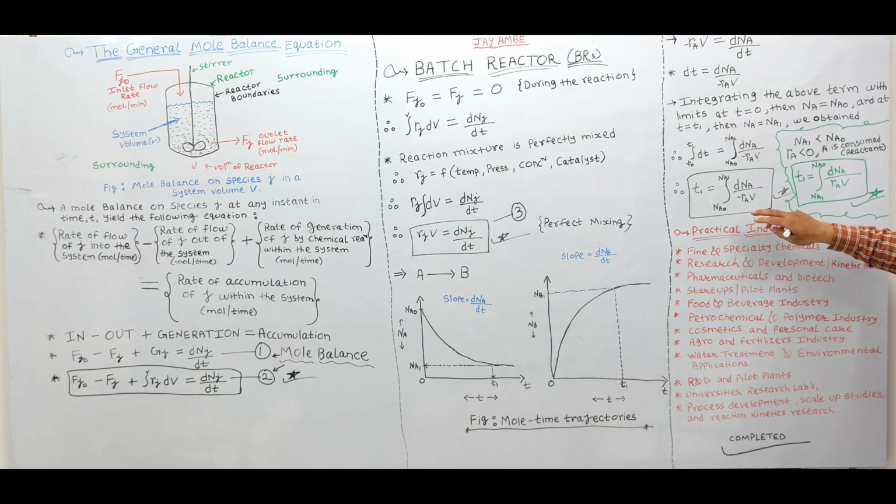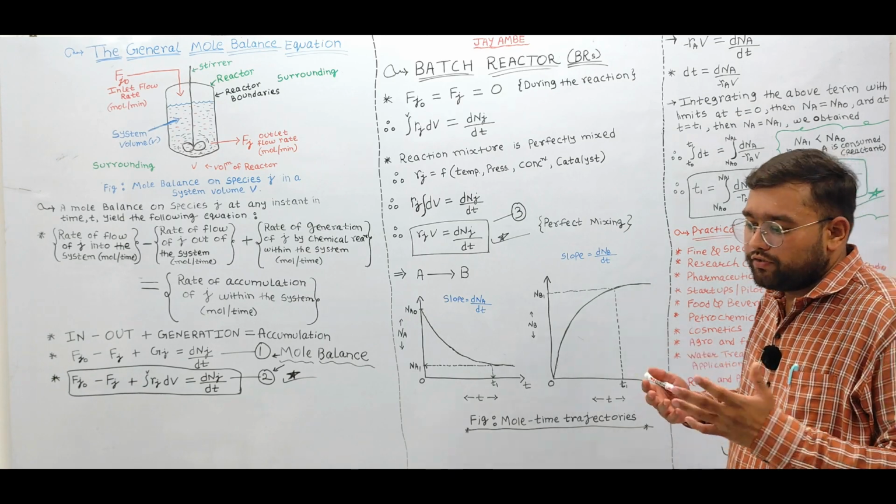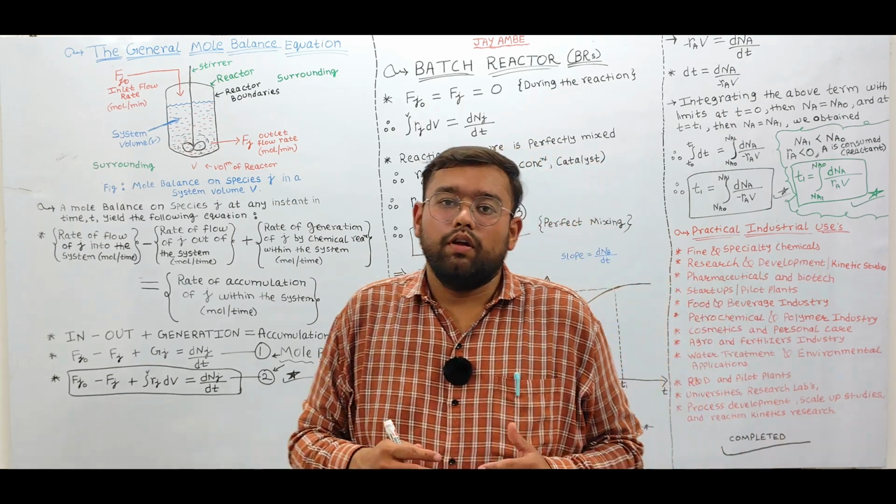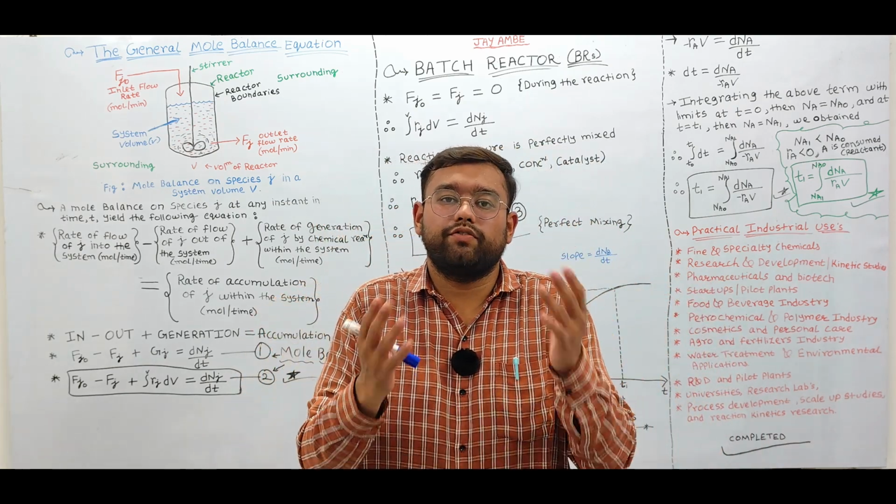So this is the final design equation for the batch reactors. And we can also write it in another form if we flip the limits. If we flip the limits, we have this form of equation where t1 is equal to the integration from Na1 to Na0 of dNa over Ra times V. So we can write both forms of the design equation for the batch reactors. Here we have derived the design equation of batch reactors.